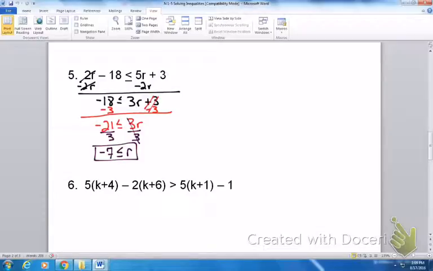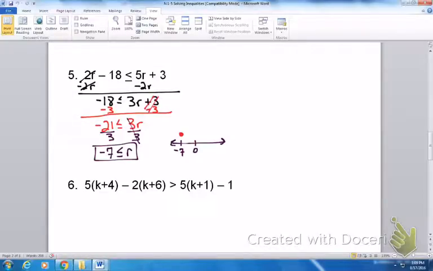Let's draw our number line. I'm going to put 0 on there, and I need to put negative 7. Now this time it is different. It's less than or equal to, so we're going to have a closed point. Okay, we've got to figure out which way to go. So we could plug some stuff in.